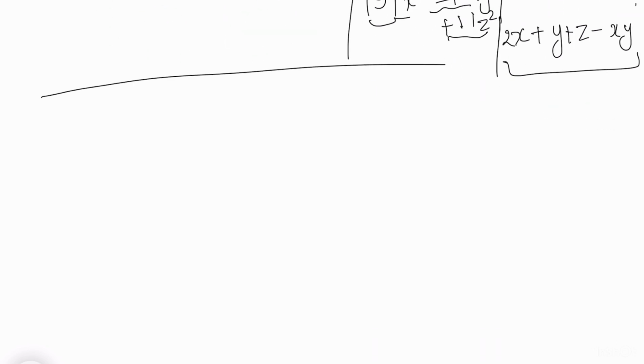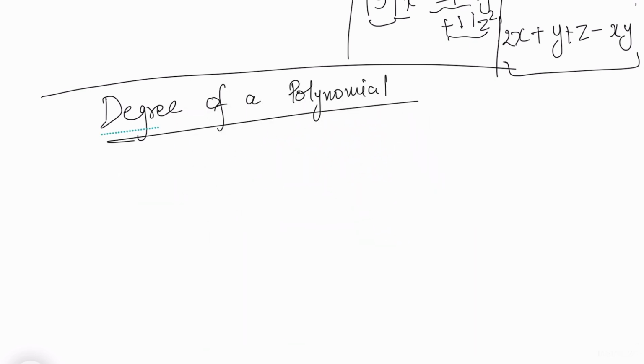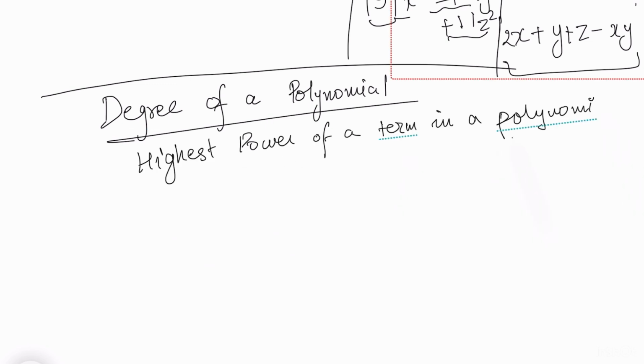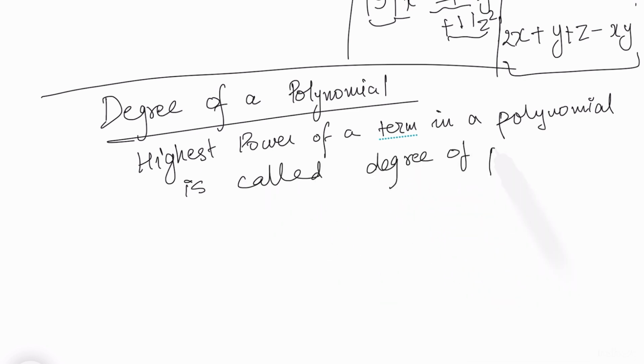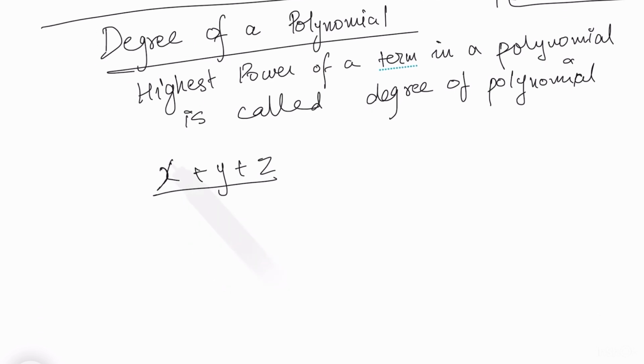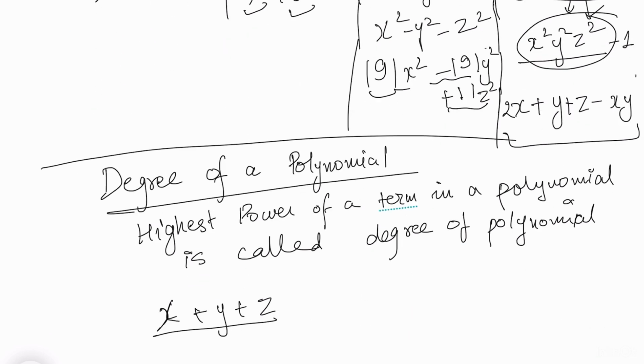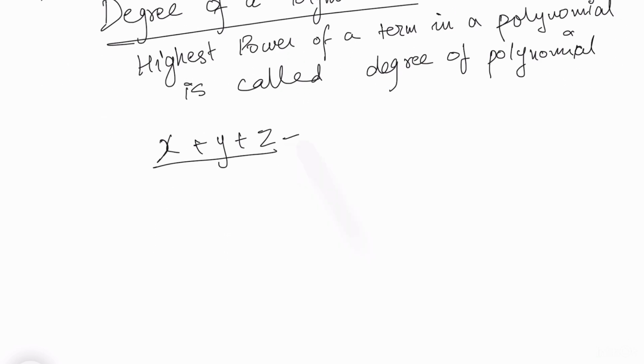Now we'll go to degree. Degree of a polynomial: the highest power of a term in a polynomial is called the degree of the polynomial. Suppose this is a polynomial, x plus y plus z. This is actually a trinomial, but you can call it a polynomial because trinomial is also a category of polynomial.